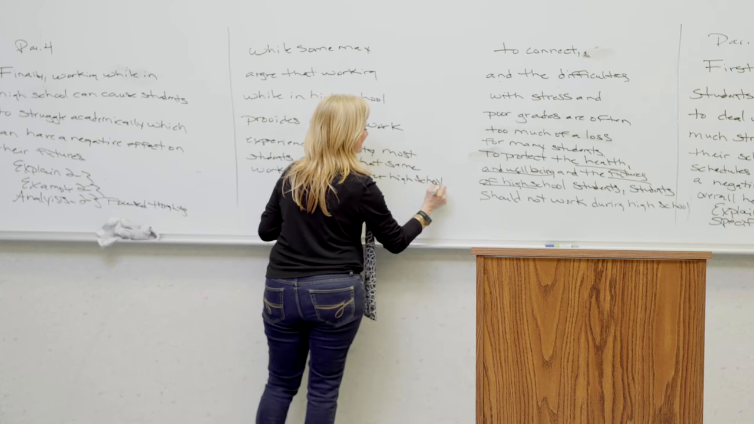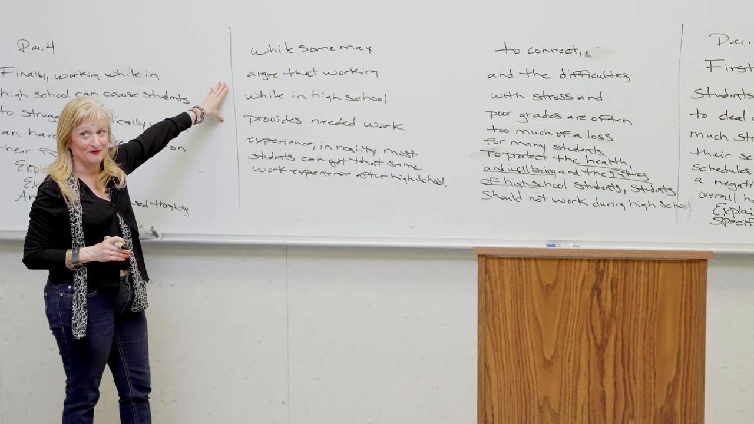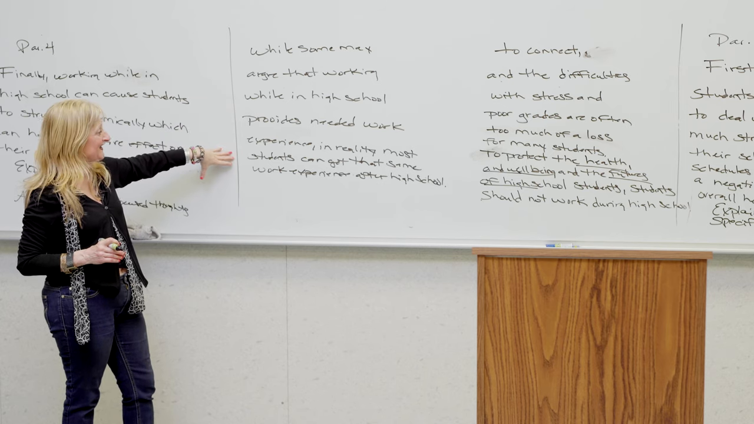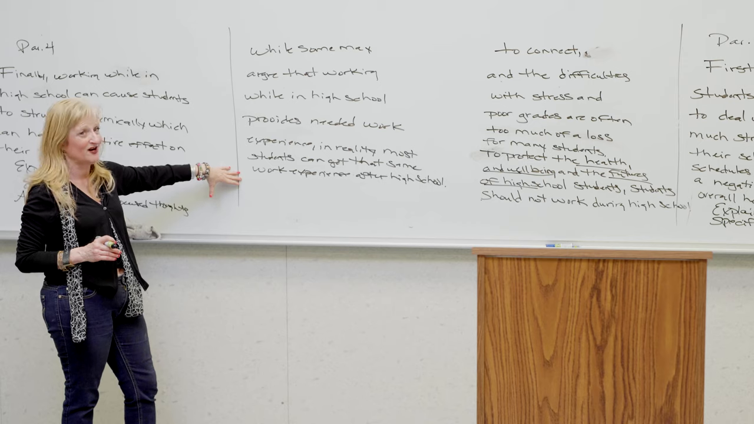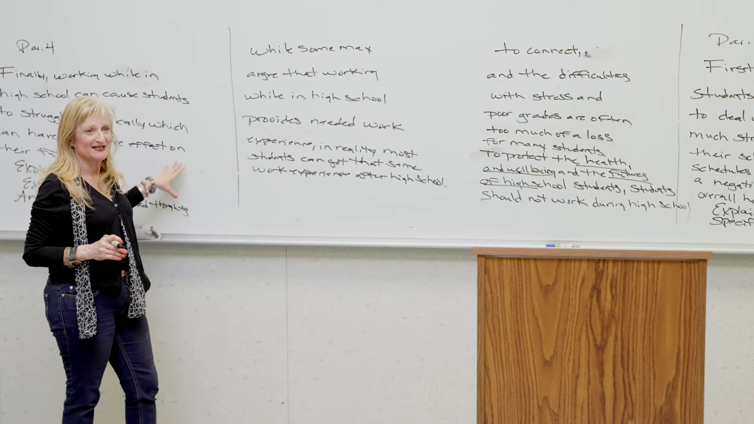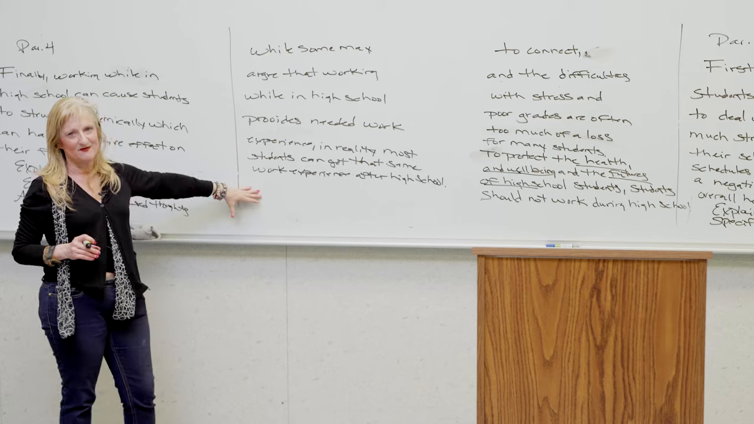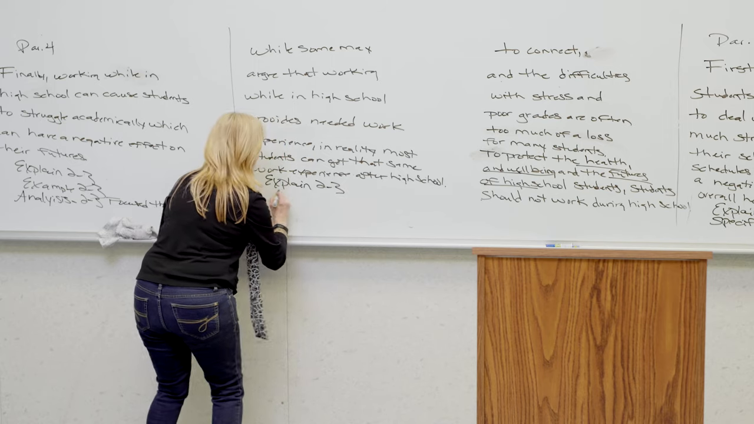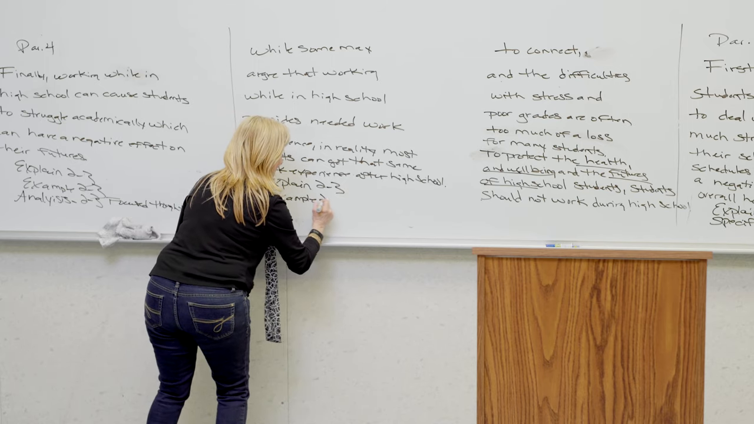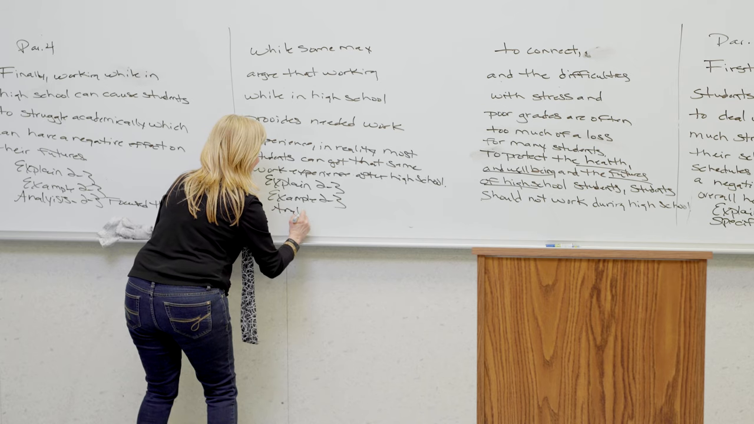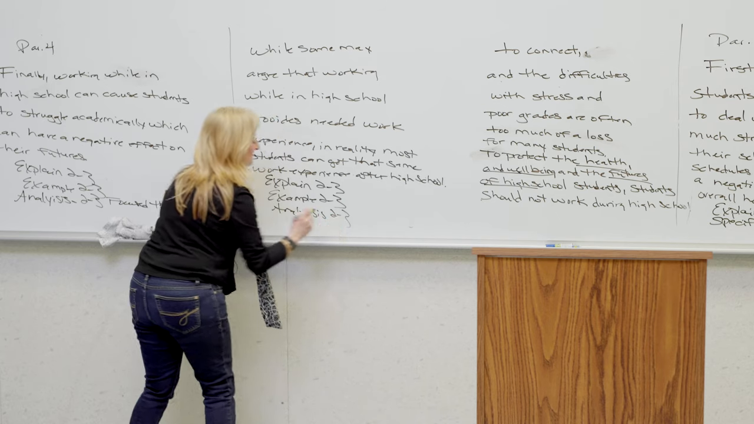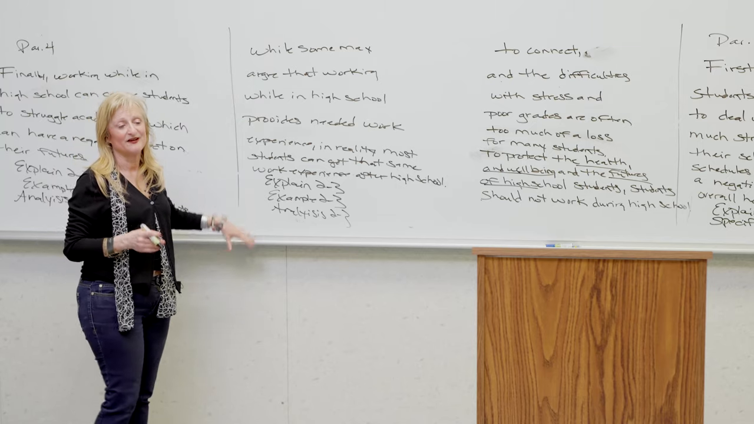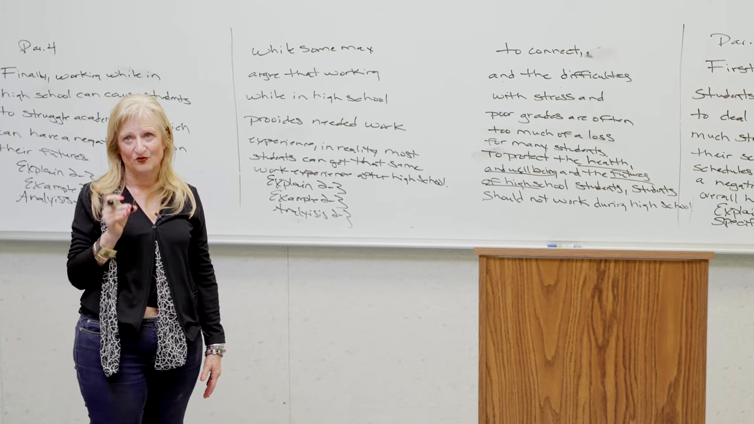So in this case, note that I say in a separate paragraph, while some may argue that working while in high school provides needed work experience, in reality, most students can get that same work experience after high school. That's my topic sentence. It supports the thesis, but I'm dealing with the opposition. And then you would explain that in about 2 to 3 sentences, and you give your example in about 2 to 3 sentences, and it's always nice to offer some analysis in about 2 to 3 sentences. But that would be it for that paragraph, right? So you would just deal with that. If you do that approach, you'll end up with having 6 total paragraphs.